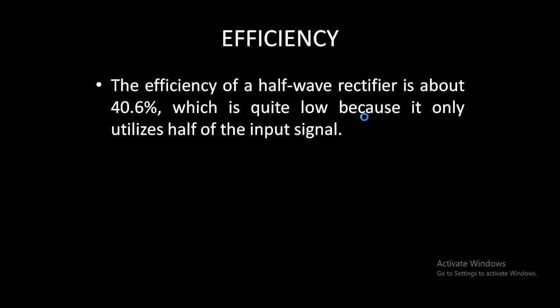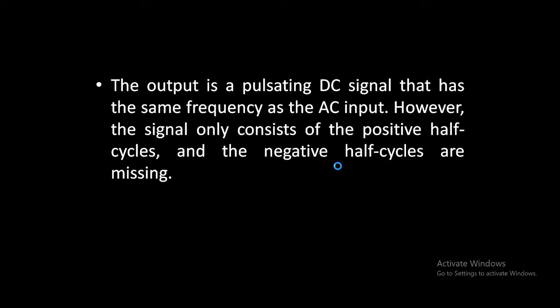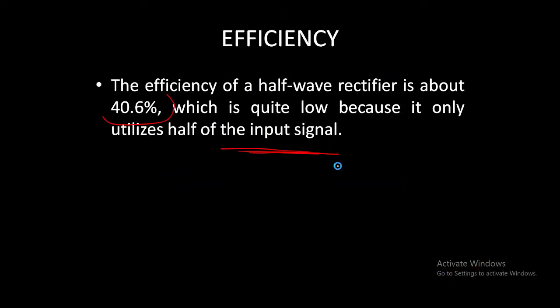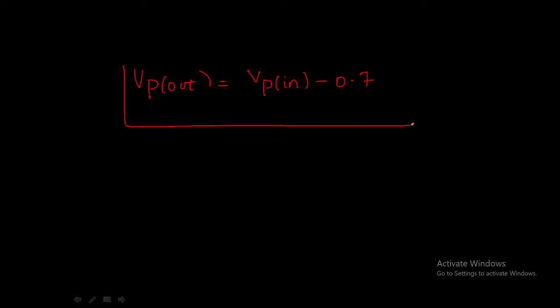So in the previous case, our output peak voltage was the same as the input peak voltage. That is, Vp out was equal to Vp in, since we considered the diode as an ideal model. But here we are considering the barrier potential, so the output peak voltage will now be equal to the input peak voltage minus 0.7. There will be a reduction of 0.7 volts in the output peak voltage.